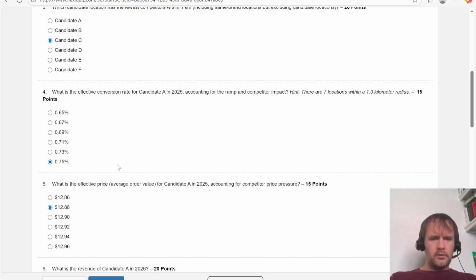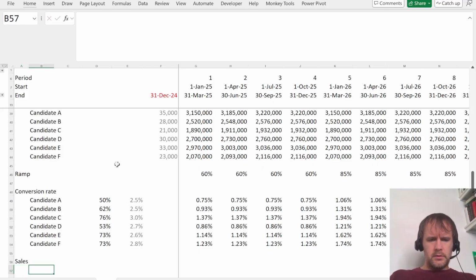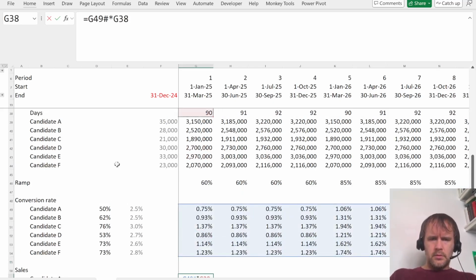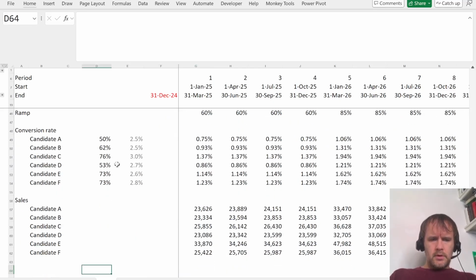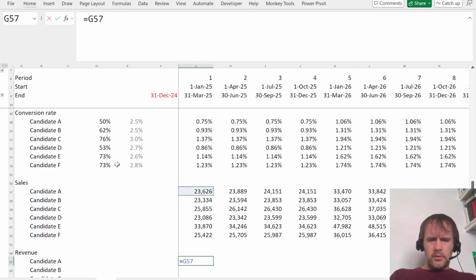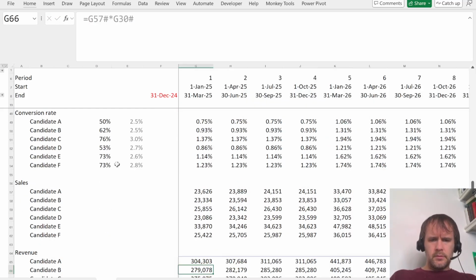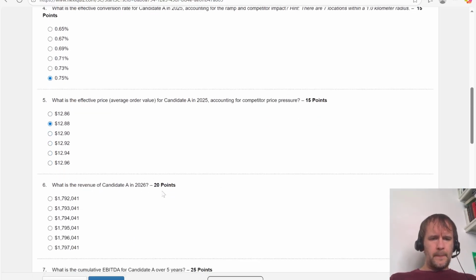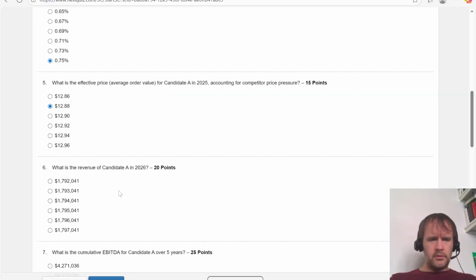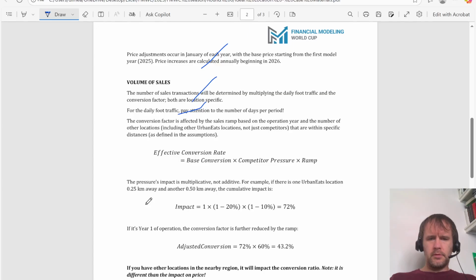0.75. Yes. Okay, so conversion rate, sales, and revenue. Should be this times the adjusted price. Okay, with the revenue of candidate A in 2026, 1234, 1792.0, yes, okay, great. Cumulative EBITDA for candidate, okay, well, back to reading.